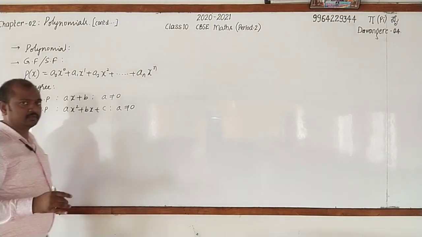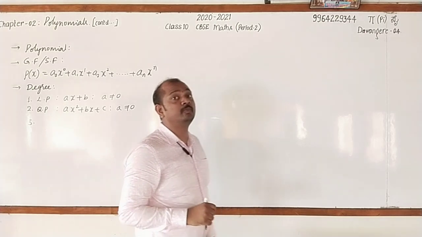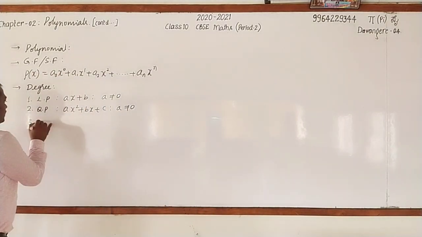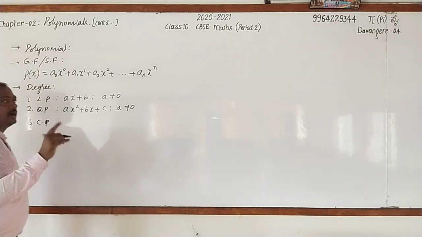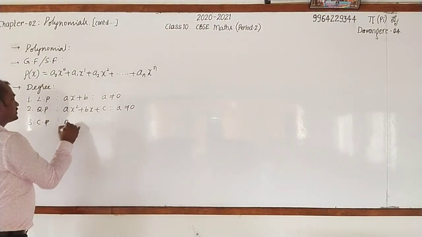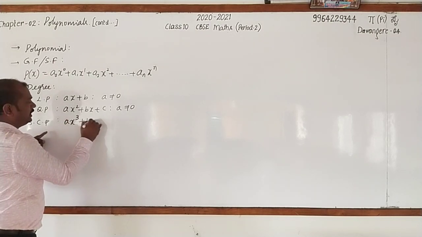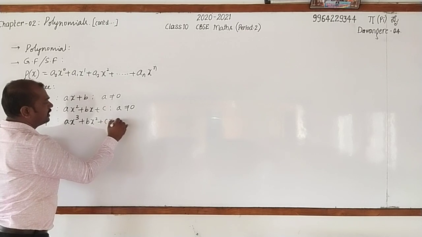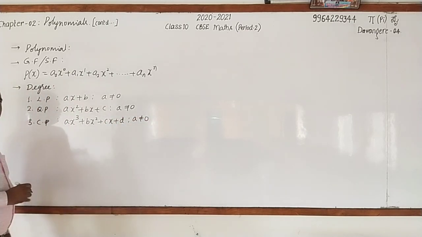Third one, yes, what is it? You are right, it is a cubic polynomial. Then how do you define this? It can be defined as a polynomial of degree 3, and the standard form is ax raised to the power 3 plus bx square plus cx plus d, where a is not equal to 0.